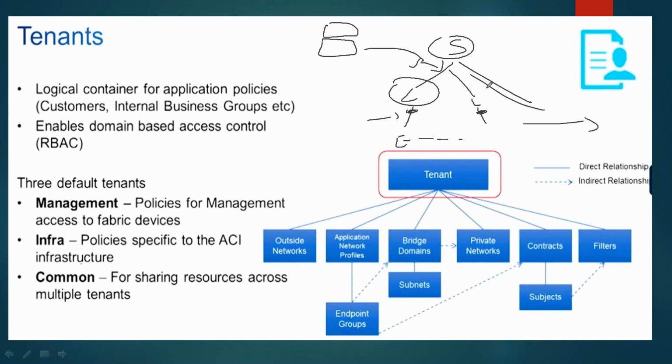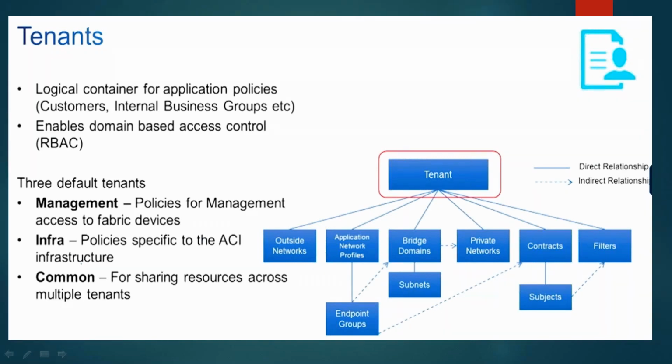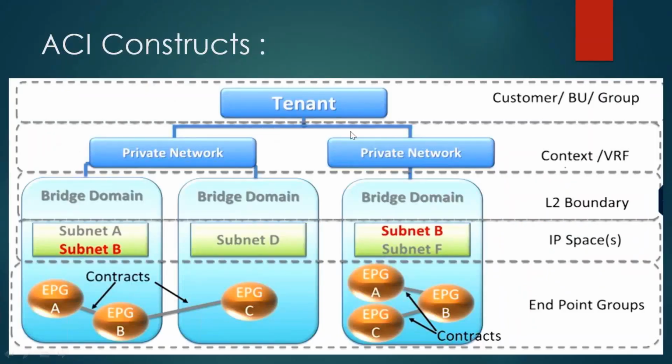So spine and the leaf, n number of leaf nodes you have, you can use those configurations. The other portion that I have is the logical configuration, and that I want to highlight here. You can see in the diagram that I have the logical construct, that is tenant, that may represent customer, business unit or group of some logical entities.